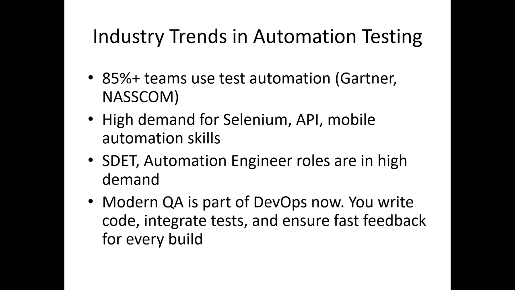So, industry trends in automation testing. As per Gartner and NASSCOM, a research and advisory company specialized in the IT industry, in their research report they have said more than 85% of the companies are currently using test automation. So it is very hard for a person with only manual testing knowledge to enter an IT company as a tester, because almost all the companies are using automation.